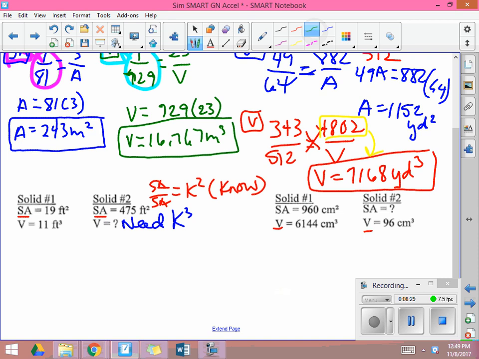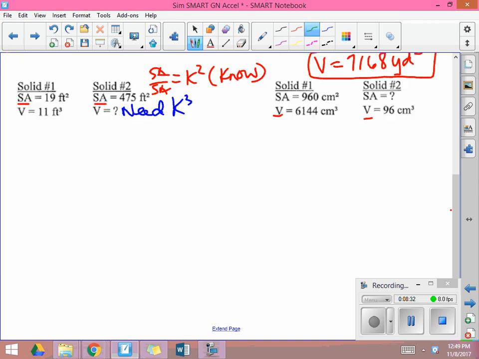So another hint, always reduce fractions. So I know k squared is 19 over 475. Always, always, always reduce before you try to take the square root, because when you reduce 19 over 475, you get 1 over 25. These will always reduce to perfect squares or perfect cubes. If you try to put the square root of 19 over 475 into your calculator, you're going to get a decimal, which is not going to help you.